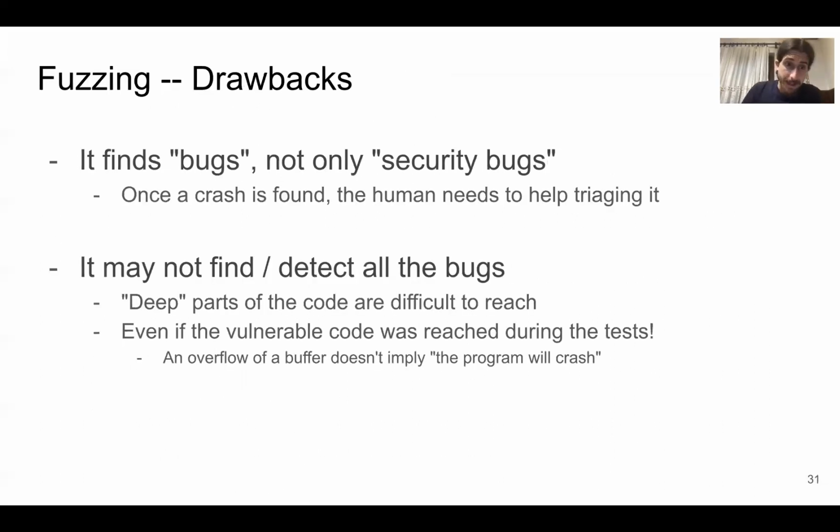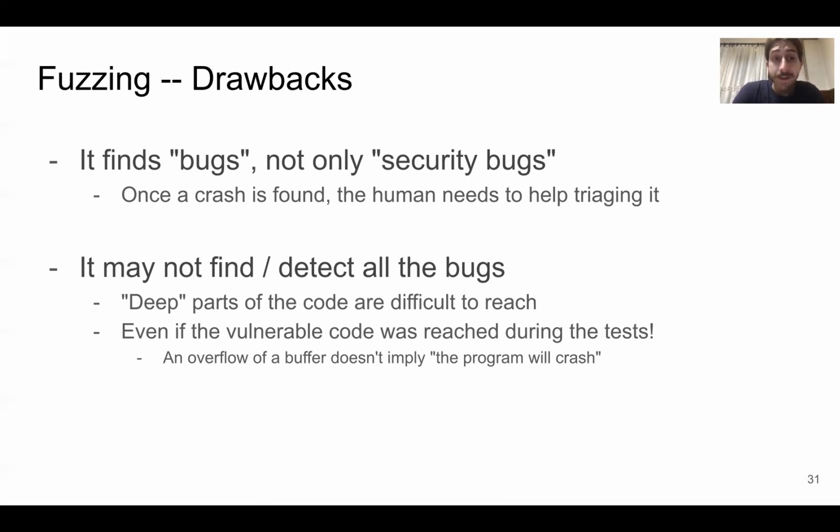There are some drawbacks in fuzzing. The first one is that it finds bugs, but not only security bugs. So once a crash is found, you need to triage it. You need to understand whether it's a bug that is relevant for your security analysis. Again, there are many bugs that are just null dereferences, and in modern versions of operating systems, you cannot exploit them. So there is this con.